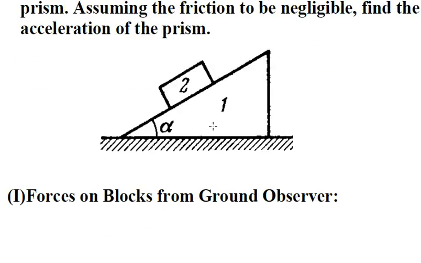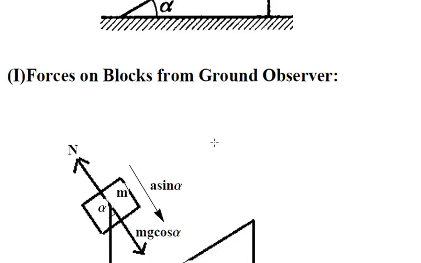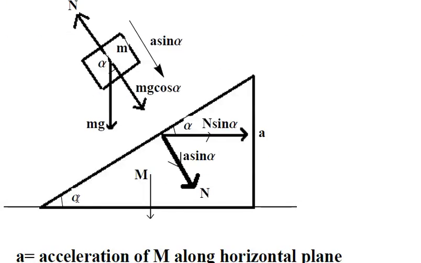तो पहले हम इस प्रॉब्लम को ग्राउंड ऑब्जर्वर के फ्रेम में सॉल्व करेंगे। फोर्सेस हम इसमें स्केच करते हैं। दिस इज द लोअर ब्लॉक कैपिटल M, दिस इज द नॉर्मल रिएक्शन, this is the normal reaction on upper block capital N, and this is the weight small mg, and this is the acceleration to the right hand side, small a, acceleration of the lower block.